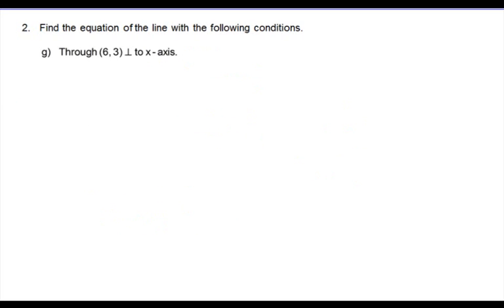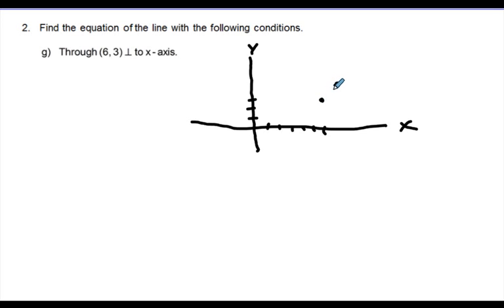Okay, let's do one more on G. Same type of situation here, except we have perpendicular to the x-axis. Well, what does perpendicular to the x-axis look like? So here's our x-axis, and we have the point (6, 3), so 1, 2, 3, 4, 5, 6, 3. So here's our point (6, 3) right here. So what does parallel to the x-axis look like? Well, parallel to the x-axis is this looking thing right here.